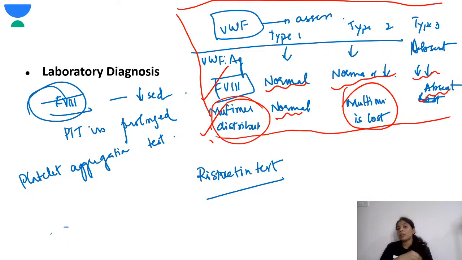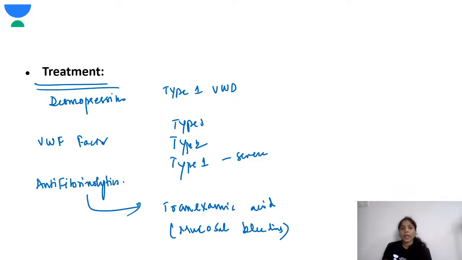The von Willebrand factor to antigen ratio and all, they might not ask. So that was the tests discussed. Now the treatment: desmopressin, von Willebrand factor replacement, antifibrinolytics.